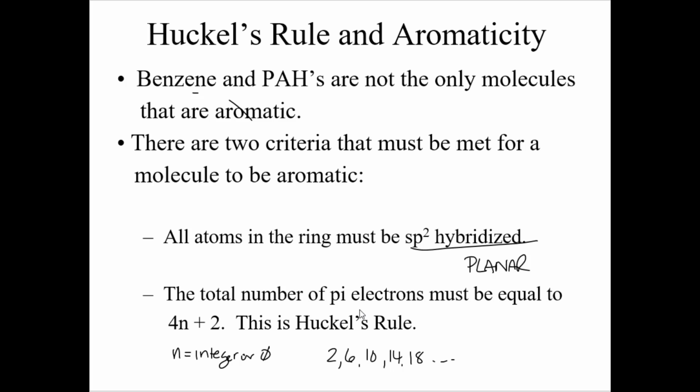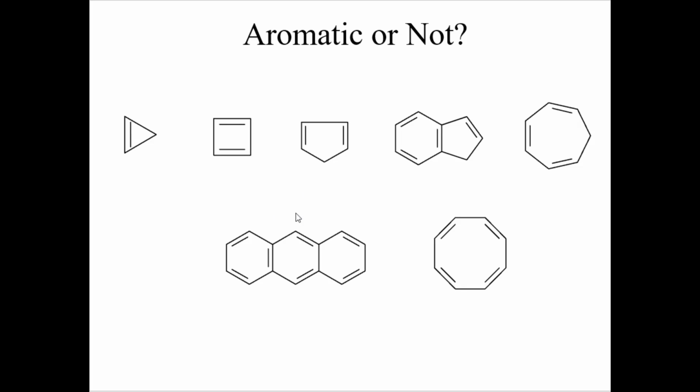And if a molecule, and we'll do some examples here, contains 2, 6, 10, 14, or 18 pi electrons, then it fulfills Huckel's rule. And if all of the atoms in the ring are sp2 hybridized, then it's going to be aromatic, which means that it's going to be super stable and very unreactive. So let's play the game, aromatic or not. Okay, so can you look at any of these molecules and say that's definitely aromatic?